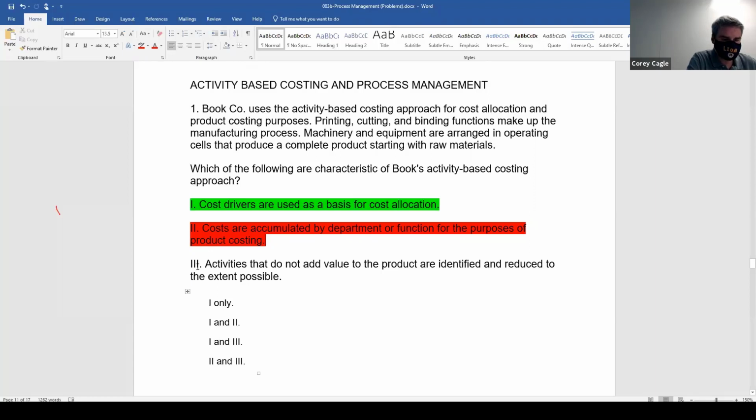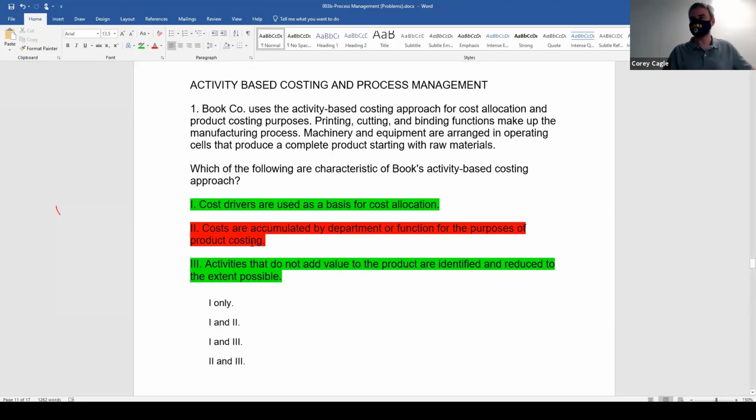This is activities that do not add value to the product are identified and reduced to the extent possible. So that's kind of talking activity-based management there, which does and should go hand in hand with activity-based costing because you've done a lot of work already, and vice versa. They just kind of go together. So should be 1 and 3, which is C.